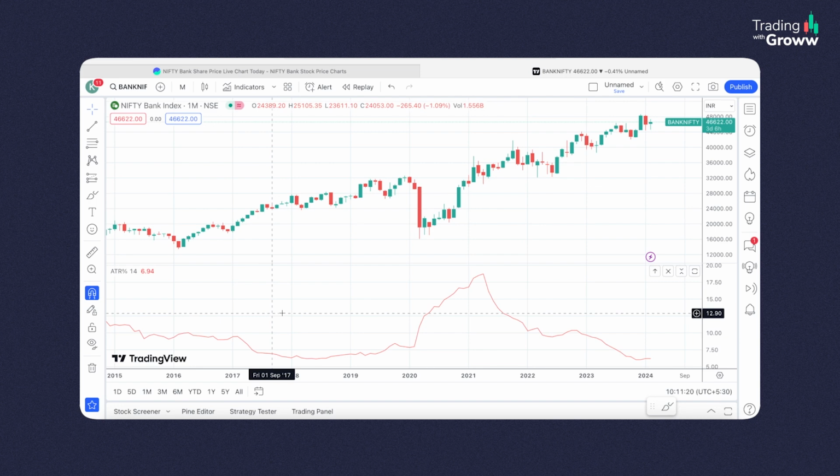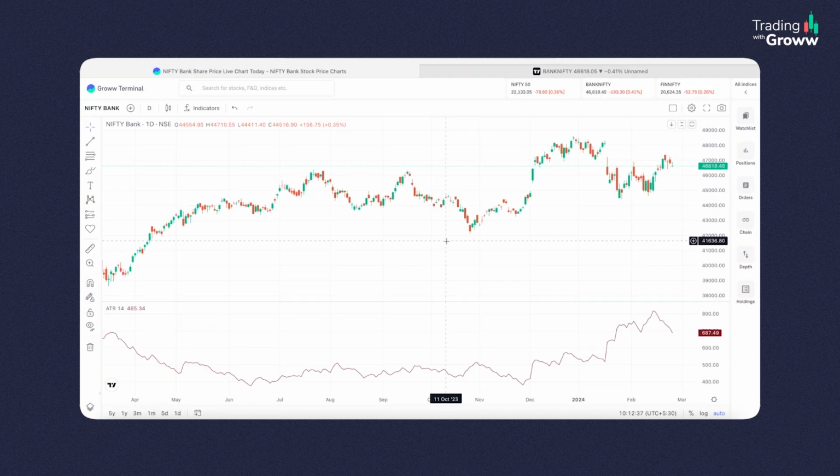On the monthly time frame it is around 6%, on the weekly time frame it is around 3%, and on the daily time frame it is around 1%. That shows the expected move of the underlying based on this ATR percentage. Now let's see how you can trade either option buying or option selling using ATR. How to decide when to do option selling and when to do option buying.